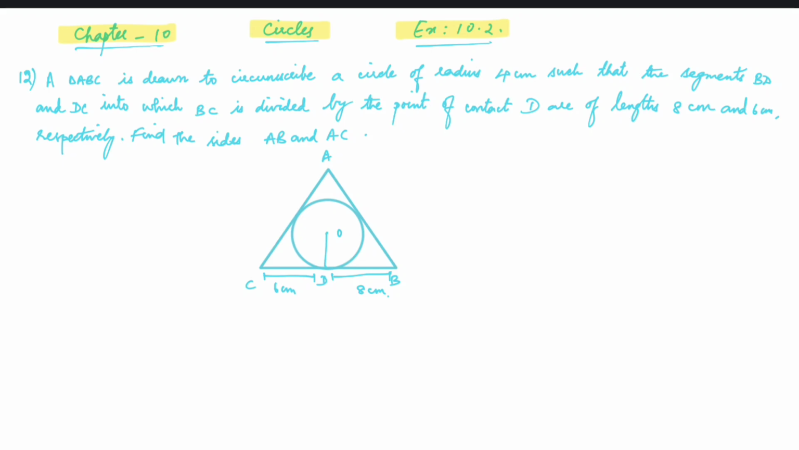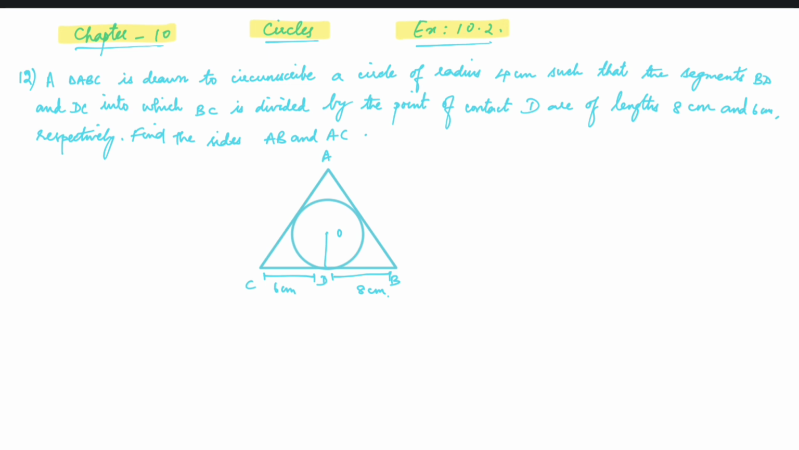Today let us see the 12th question of exercise 10.2 of chapter 10 circles. It is an important question and a different kind of question. A triangle ABC is drawn to circumscribe a circle of radius 4 cm such that the segments BD and DC into which BC is divided by the point of contact D are of lengths 8 cm and 6 cm respectively. Find the sides AB and AC.